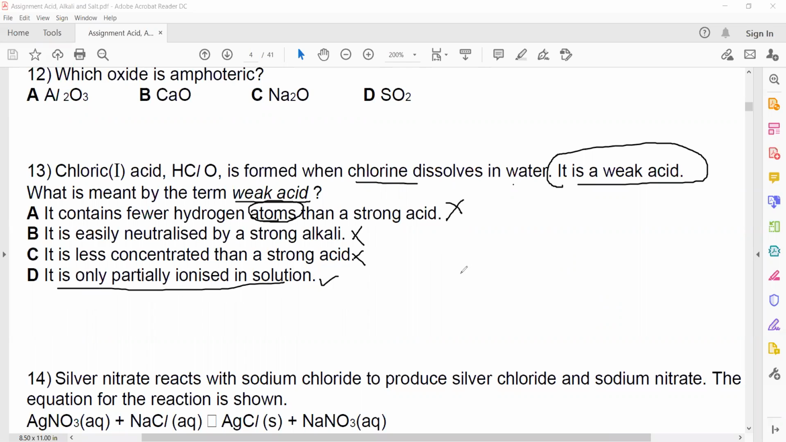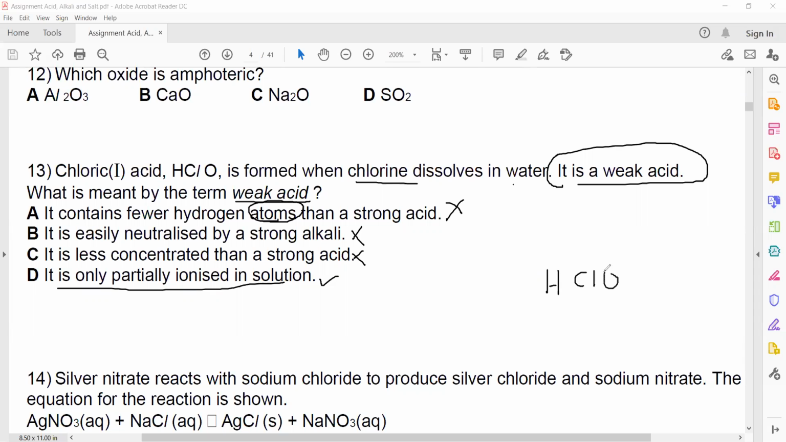The concentration means the number of molecules. You may have a high concentration of a weak acid, because the term concentrated means more molecules of acid and less molecules of water. But the term ionization means, like if you have hydrochloric, this chloric 1 acid, which is ClO.